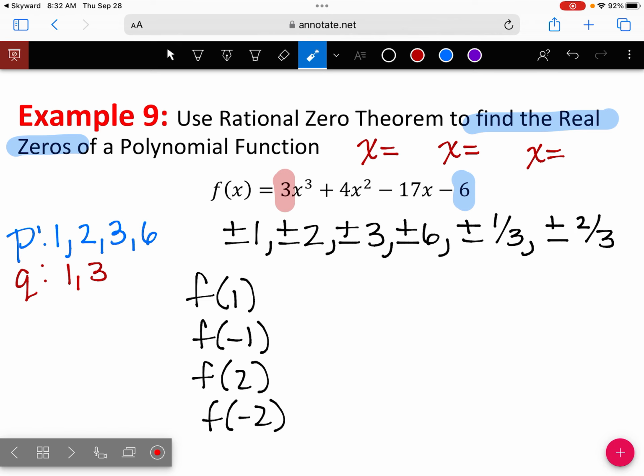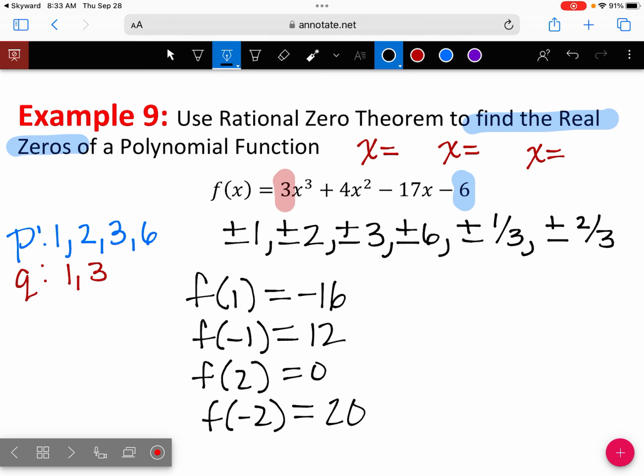2, negative 2. So for f of 1, what was your remainder? Who was my 1 group? You got negative 15? Negative 16? For f of negative 1, what did you all get? 12? For f of 2, what did you all get? For f of negative 2, what did you all get? All right, so which one of these numbers am I going to use? The 2. So 2 is a solution. I'm going to list that at the top.